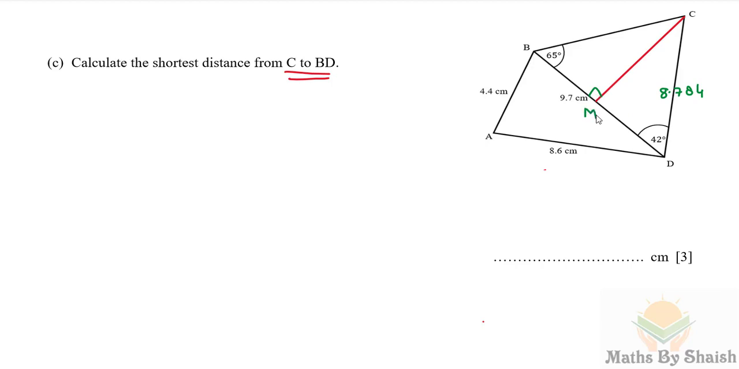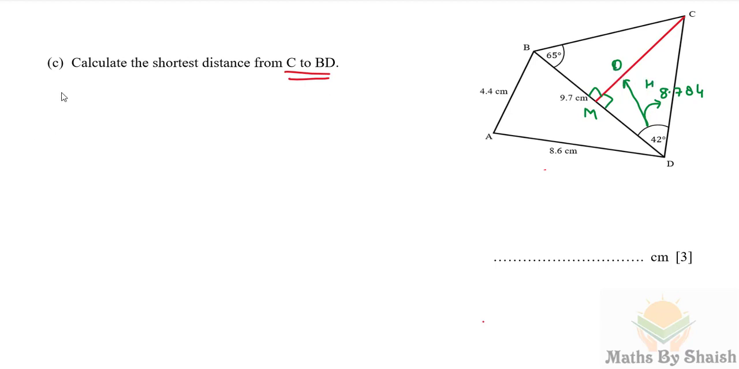If I take the foot as M, then MDC is a right angle triangle. Corresponding to this 42 degree, we have the hypotenuse, and finding the shortest distance means this distance CM is the shortest distance. Corresponding to 42 degree, this is going to be opposite. So we have opposite and hypotenuse.